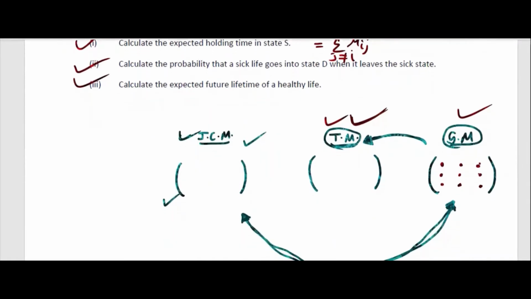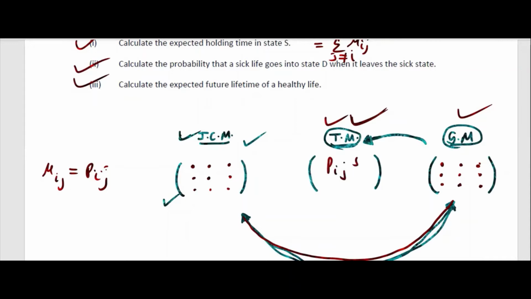Directly, in the last class we found these. Today we'll find these from the jump chain matrix probabilities. From these we'll be able to find the connection between this and this. So these mu ij's, the connection is this: mu ij is equal to pij. When I say these p, they are the jump chain pij's.